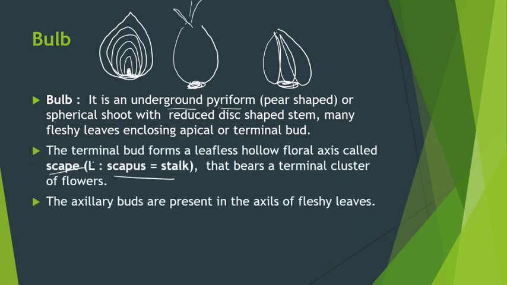Scapus or scape is present in the center. If you peel garlic, you will see that on the disc in the center there is a hollow scape, and surrounding this hollow scape, small cloves or bulbets are arranged, and each bulbet is again covered by a tunic. So it is also called a compound tunicated scaly bulb.